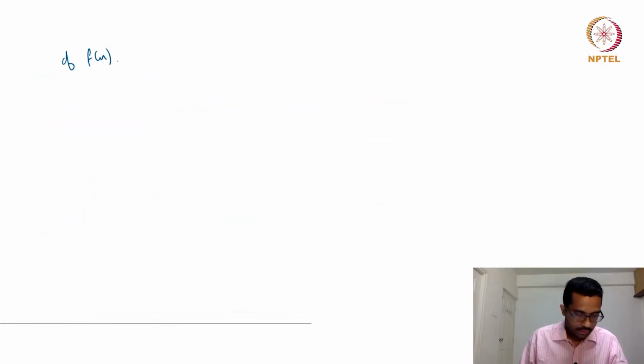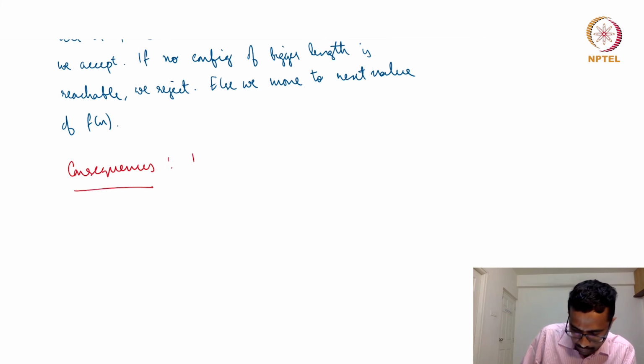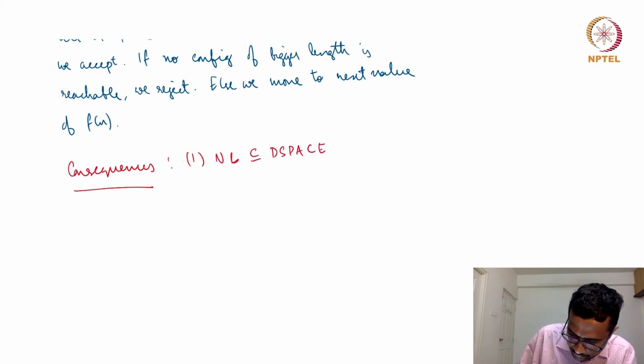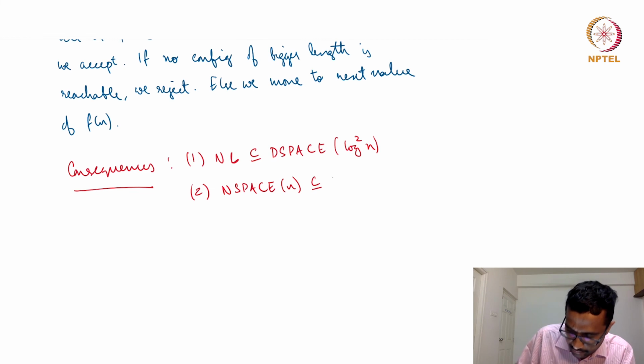So maybe I'll just write down one or two consequences and then stop. Consequences: NL, which is non-deterministic space log n, is contained in deterministic space log squared n. And maybe another result, just something that I'm making up, is that non-deterministic space n is contained in deterministic space n squared.